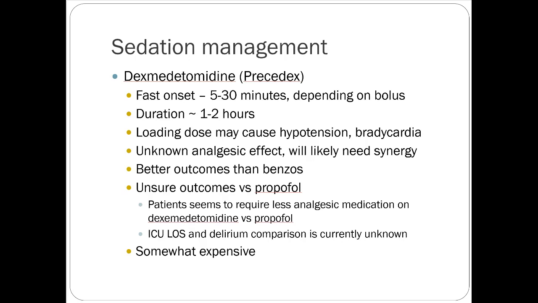There is a study that said patients seem to require less analgesic medication while on dexmedetomidine versus propofol. The question is were they able to assess that better potentially, and were the nurses who were involved with the study maybe going a little bit overboard with propofol because they couldn't necessarily tell as much? It's something that we don't know for sure. And they haven't really done great head-to-head studies on ICU length of stay or delirium. What we do know is that benzos are much worse than both propofol and dexmedetomidine. So it's not like we can really compare them head-to-head per se right now. So dexmedetomidine is a bit more expensive than our other ones too.